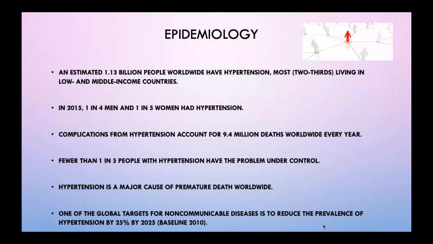An estimated 1.13 billion people worldwide have hypertension, and most, or 2/3, of them live in low and middle income countries. In 2015, 1 in 4 men and 1 in 5 women had hypertension. Complications from hypertension account for 9.4 million deaths worldwide each year, and fewer than 1 in 5 people with hypertension have the problem under control. It is a major cause of premature death worldwide. One of the global targets for non-communicable diseases is to reduce the prevalence of hypertension by 25% by 2025. So we have about 5 years again to reach this target.